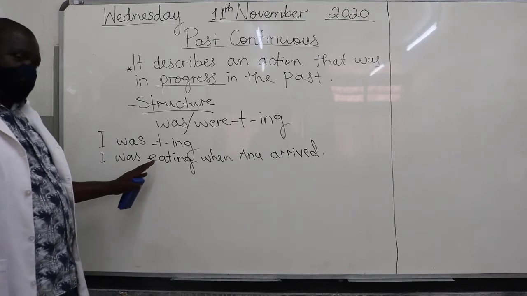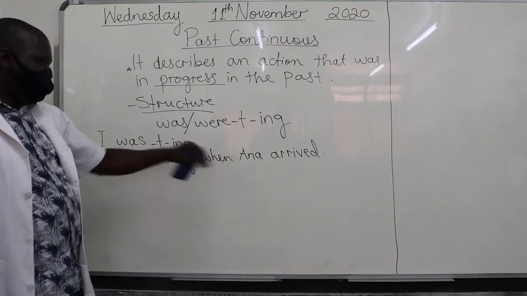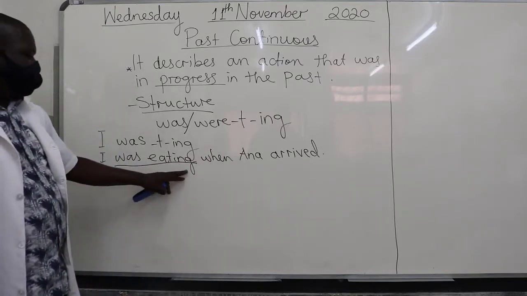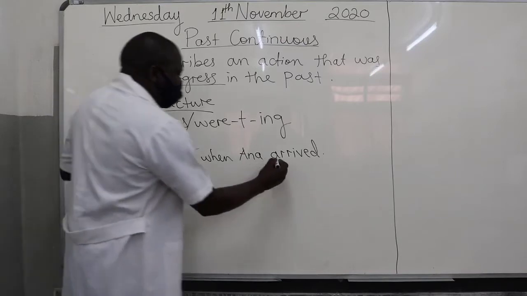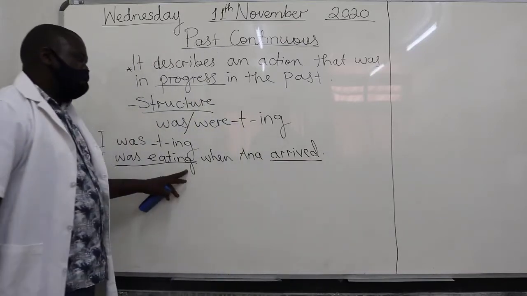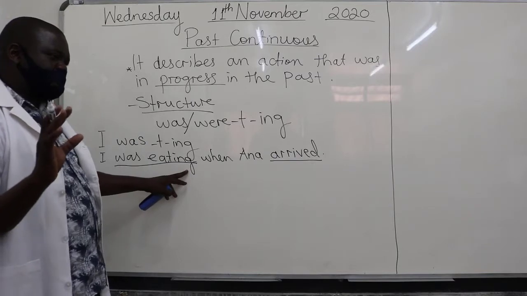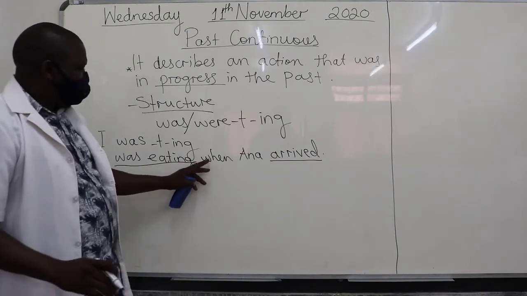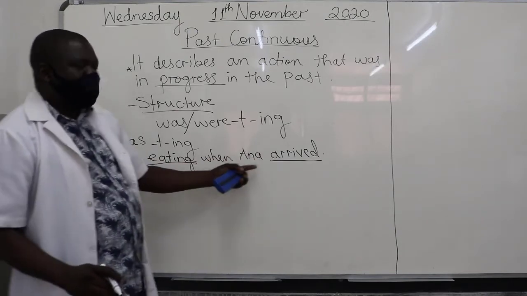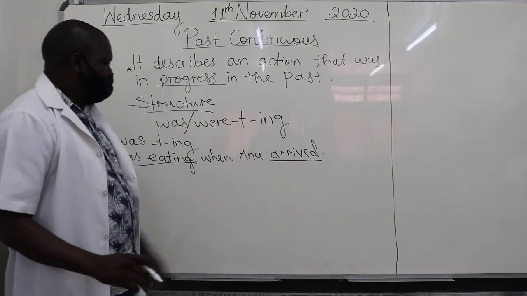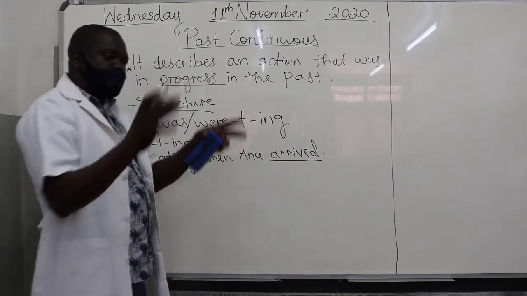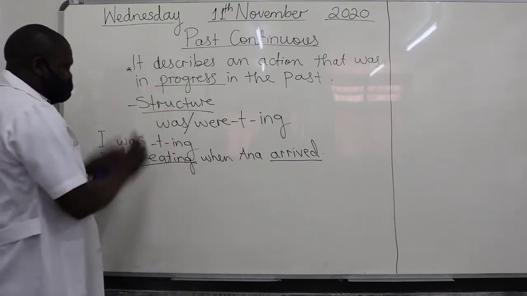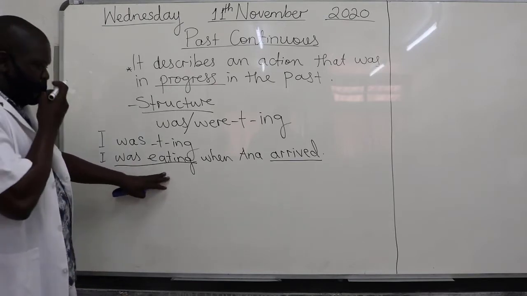In this case, we have two tenses in this sentence. We have past continuous here, was eating. Then, arrived. So we have two activities taking place at the same time. When I was eating, something happened. What is it? Anne arrived. So this arrived is in past simple, but we are mainly concerned about the past continuous form here.